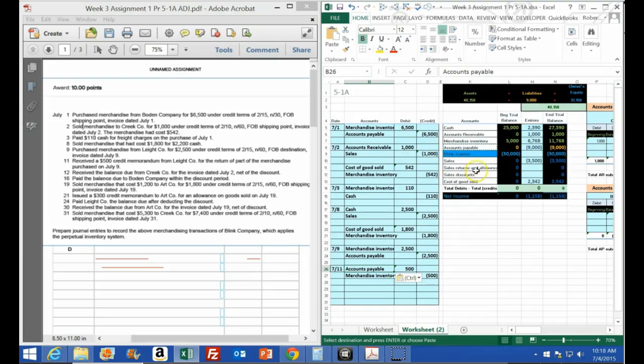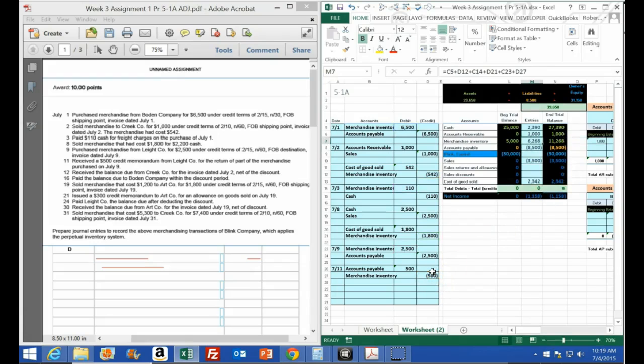Let's post this out. So we're going to go to accounts payable. I'm going to double click on it, going to go to the end of it and say plus, then point to the 500 here and enter. And then we're going to go to the merchandise inventory, double click on it, go to the end of it, and plus, and go to the merchandise inventory here.